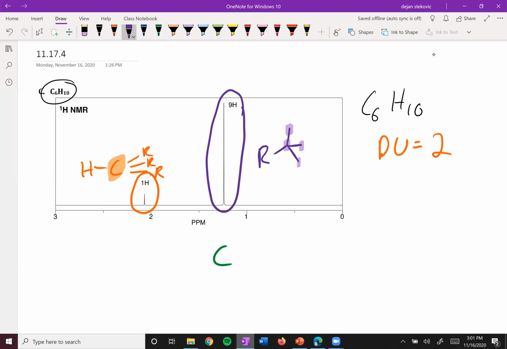And so then let's go ahead and connect it to our R groups. So there's that tert-butyl group. And then somewhere else here, we have this C and this H. And so how can we connect just these two so they have no other hydrogens there? It's got to be a triple bond, right, to use up our 2 degrees of unsaturation. And so there's the structure of this compound where we have this 9H singlet over here, and then a 1H singlet over here, referring to this alkyne right there.